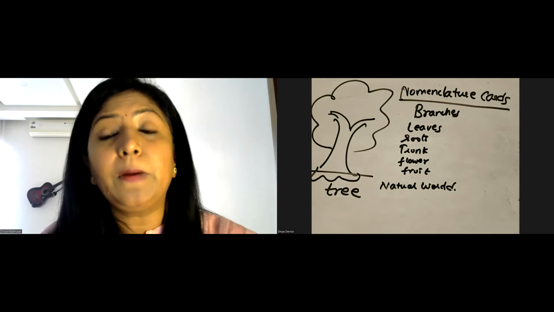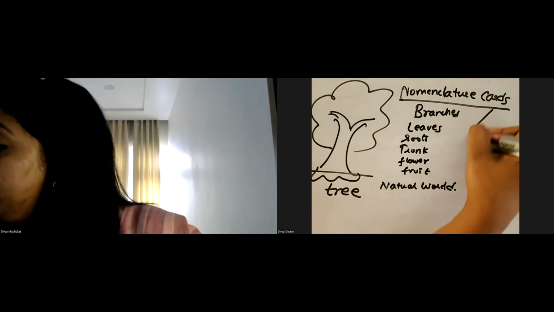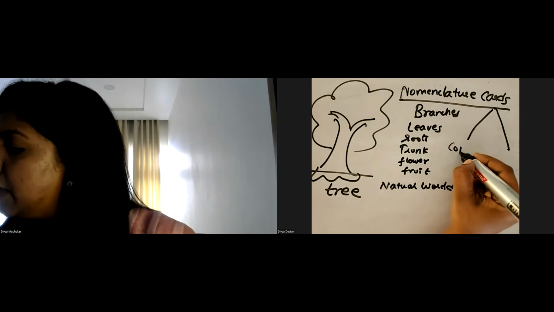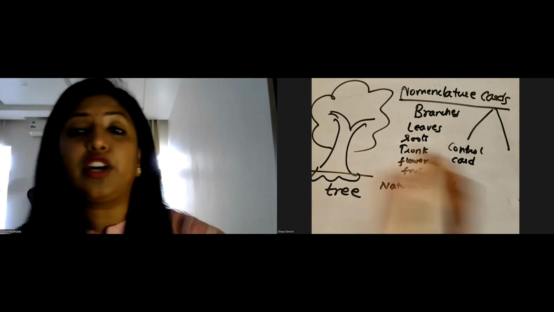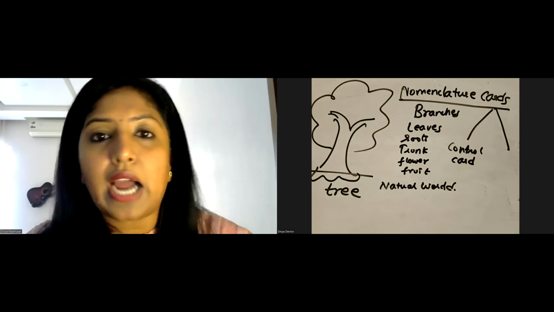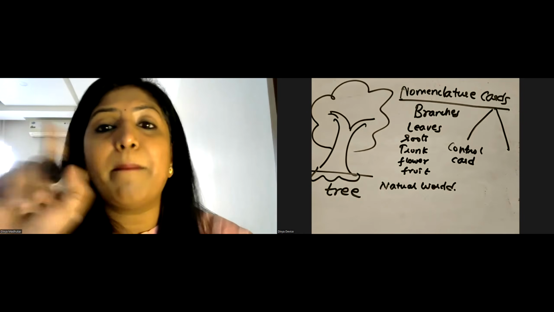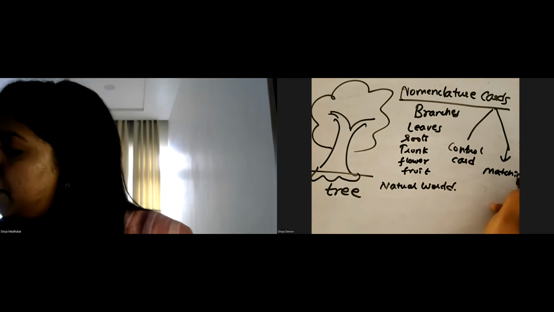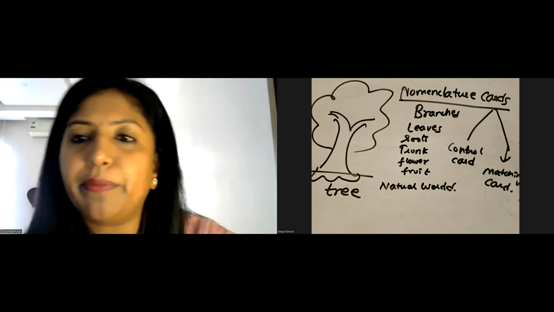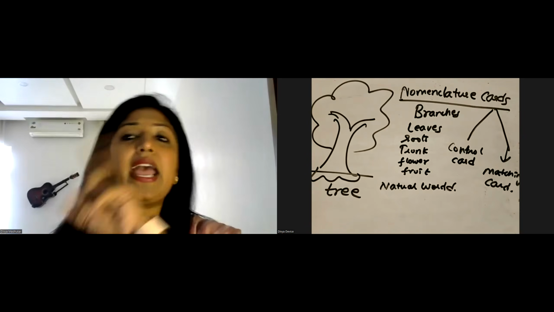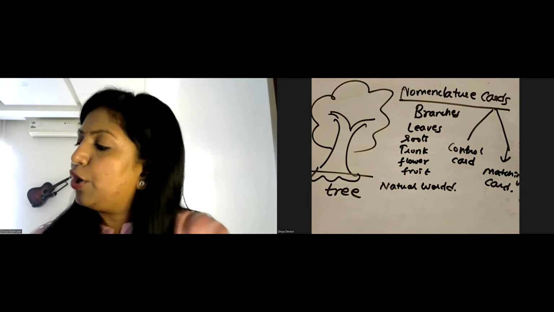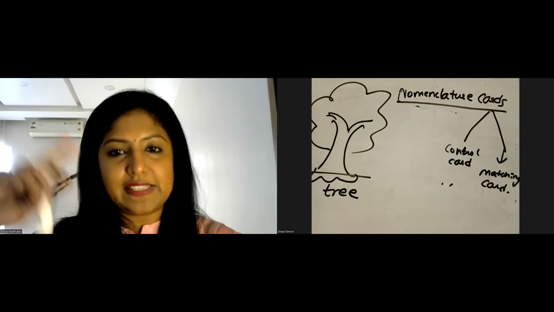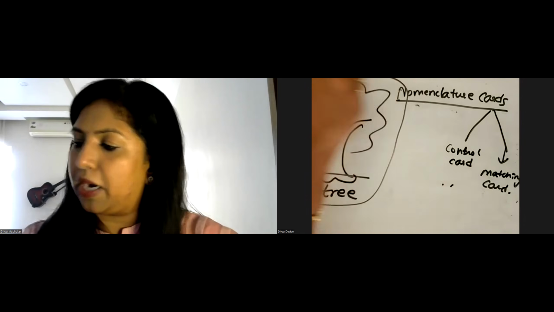So what I would do here, again, the nomenclature card will have two parts. Please note down, it will have a control card and it will have a matching card. These are the two cards that I'm going to have. Now, this is my control card, the first card, which will show me all the parts.